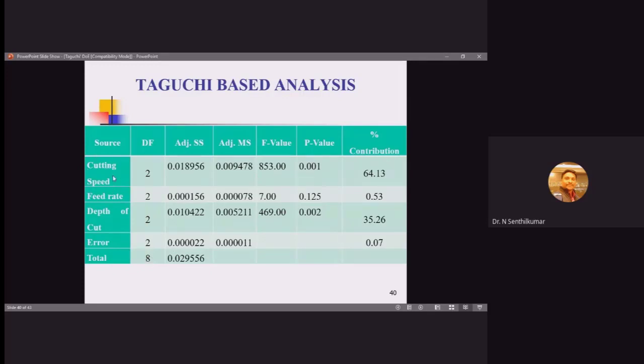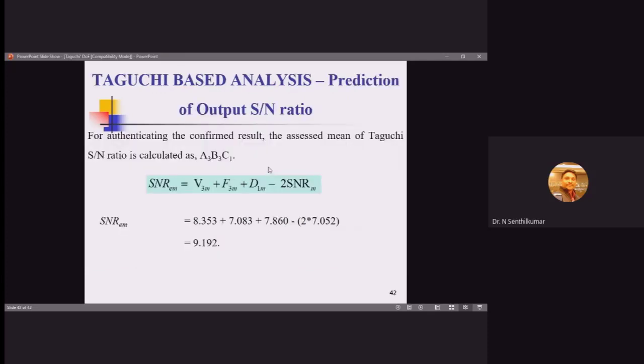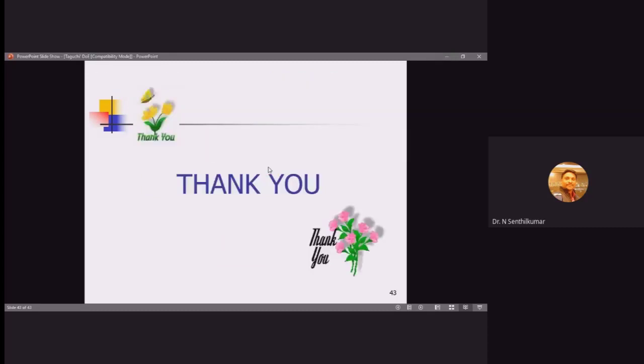Cutting speed, how many level values? 3 level values. So 3 minus 1 is 2. Similarly for the others. Okay, so this is how we are going to formulate the ANOVA table. This is also the prediction that we have done. So if you have any queries, you can ask me now.